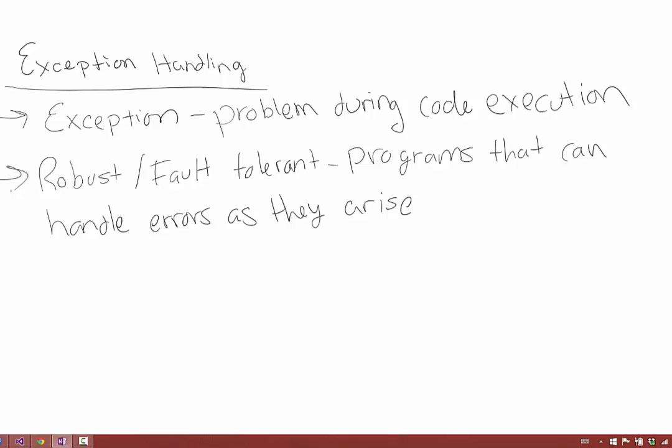So we're going to look at some exception handling concepts and basic exception handling techniques using various types of built-in exceptions and the try-catch block, which allows us to get a hold of problems as they're arising and be able to handle those in a graceful manner.